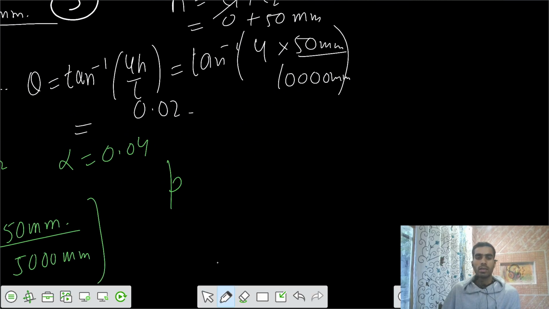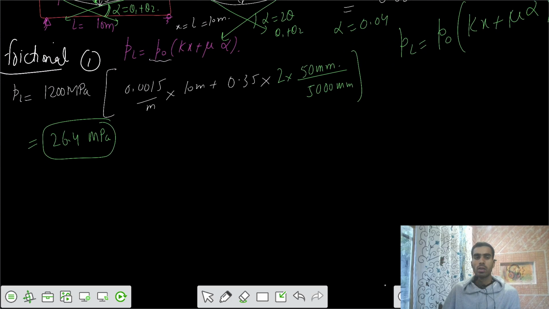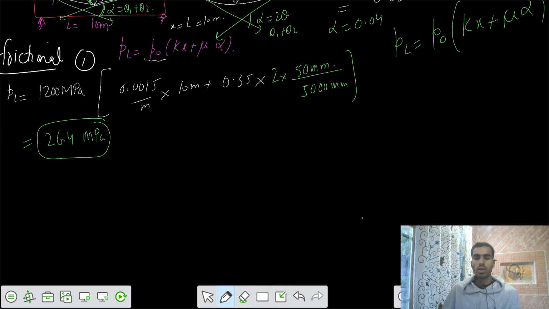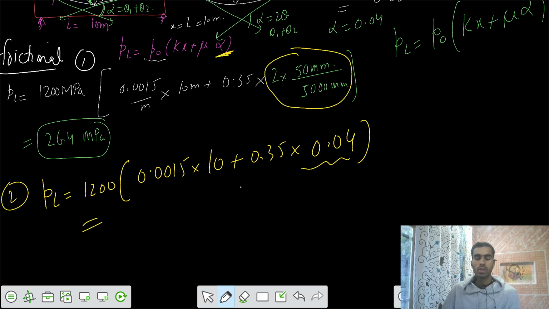In the second wire, your loss of stress because of the friction is kx plus mu alpha, and we have to use those values accordingly. So I substitute the values here. In wire 2, your loss of stress equals 1200 megapascal into 0.0015 into 10 meters plus 0.35 into 0.04. This is the value of alpha here. So this is coming to be 34.8 megapascal.